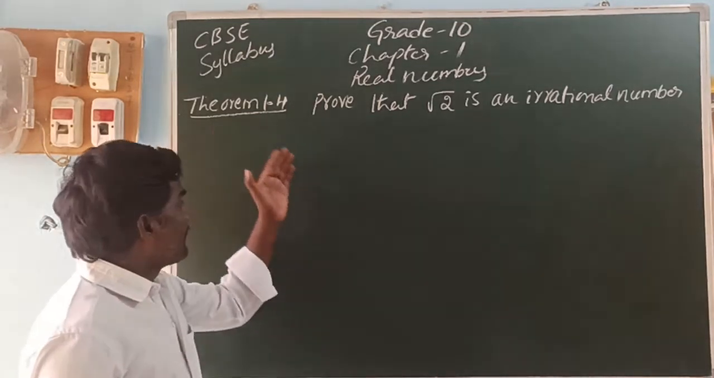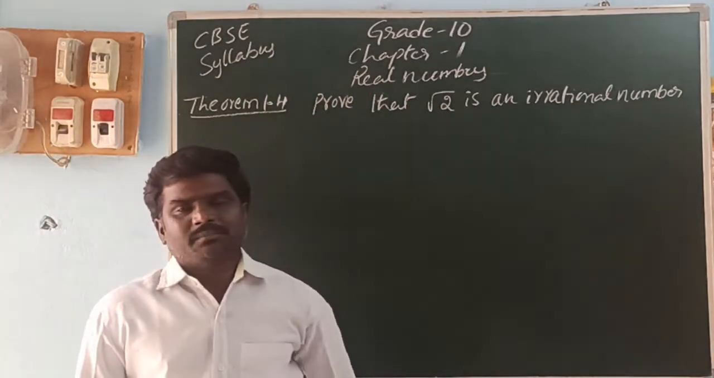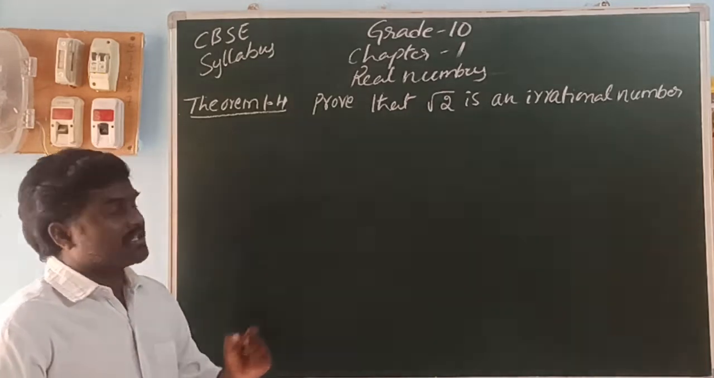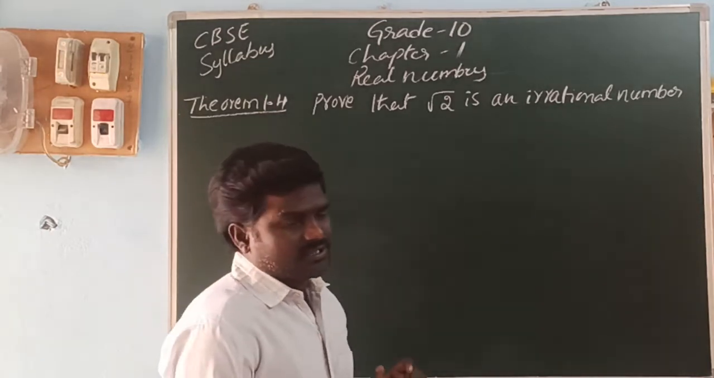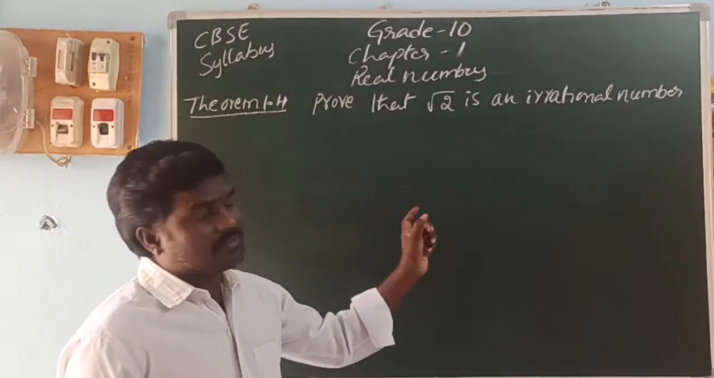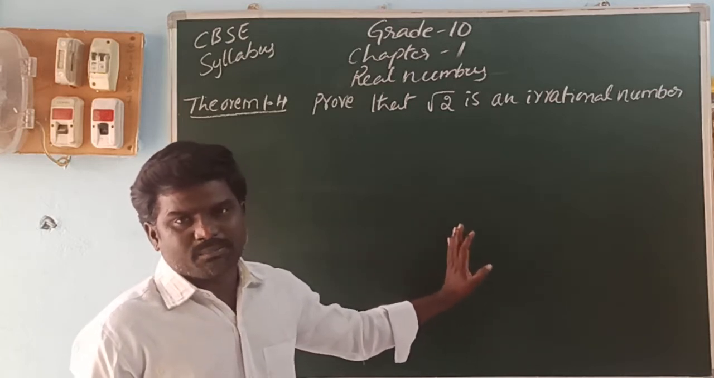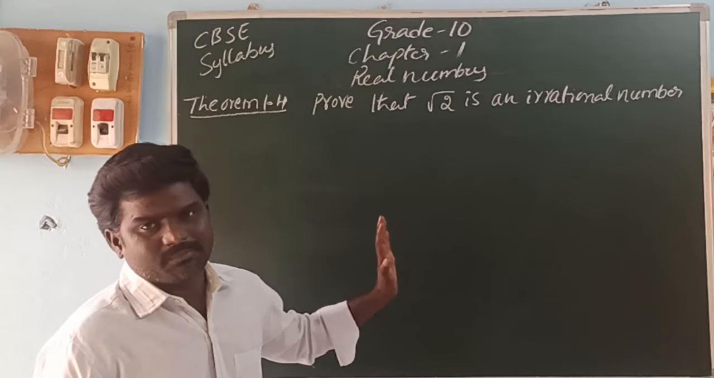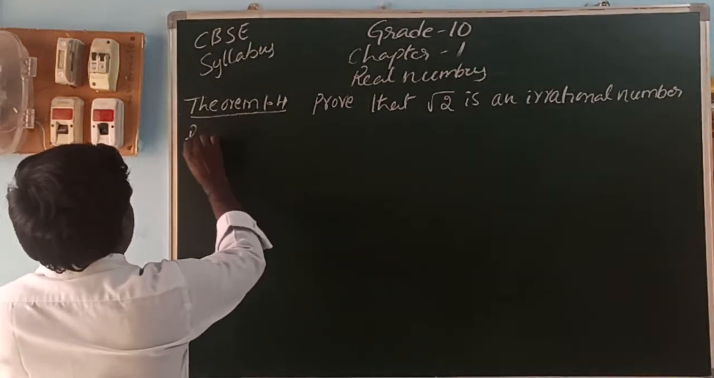Okay, but they are asking here in the theorem to prove that root 2 is an irrational number. How can we prove it? By using the contradiction method. What is called the contradiction method? First take that it is a rational number. Then prove that it is not a rational number. So if it is not a rational number, then it is an irrational number. That is called the contradiction method. Okay, here the proof.